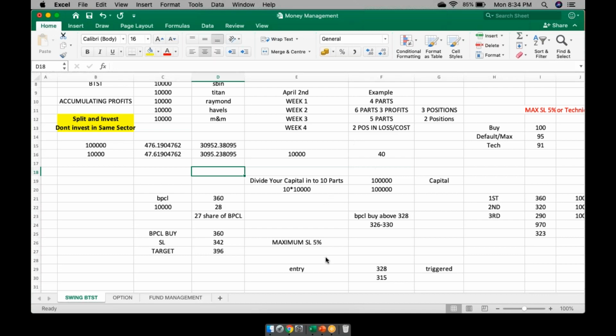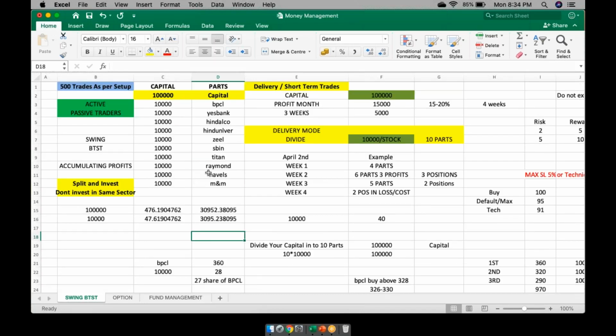When we say short term, it can be in between 5 days to 15 days. Short term investment in the sense 5 days to 15 days.